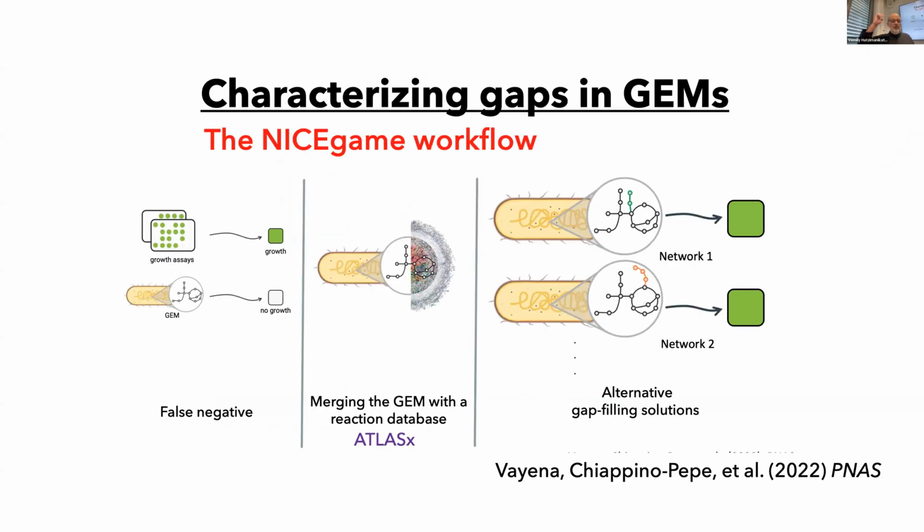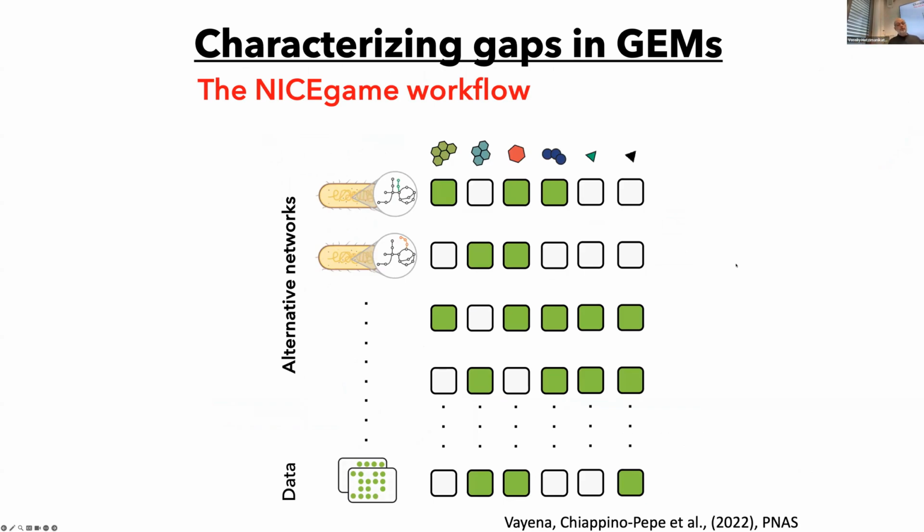So what we did was develop this method we call NICEgame. It essentially uses the databases that we have also enlarged, the KEGG and other biological databases, and in addition even novel reactions that we have from ATLAS-X. Then we try to reconcile the false negatives and find the reactions inside these databases that can essentially reconcile them. But it's not simple.